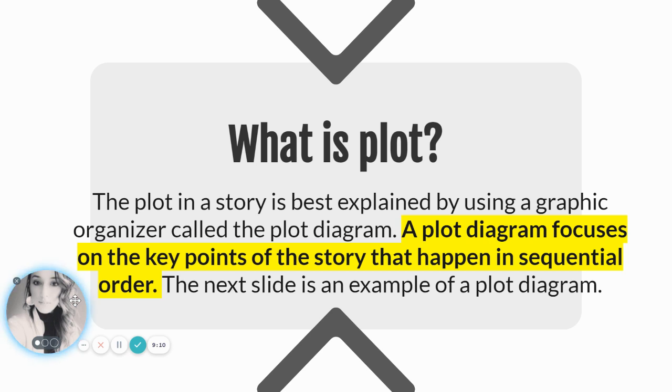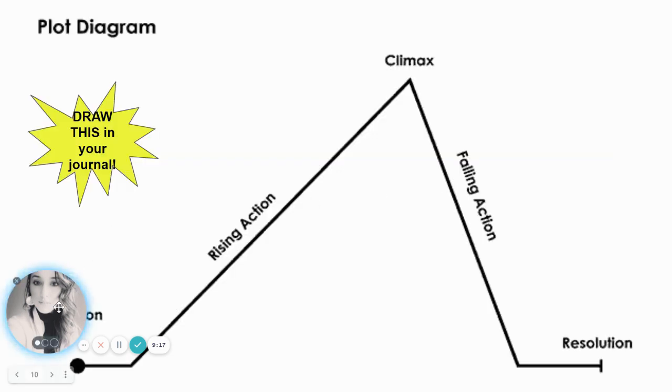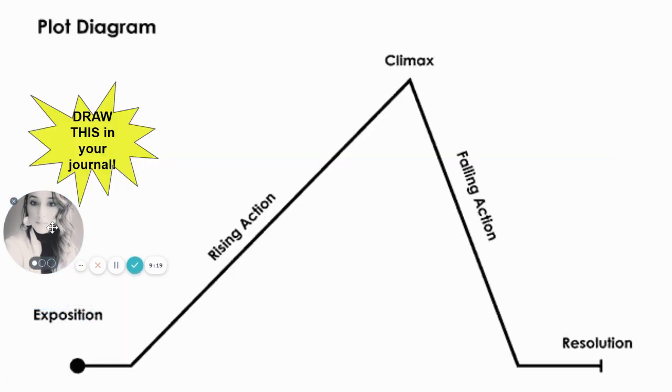Once you finish writing down the definition, I want you to draw the picture that is right here. This is what a plot diagram looks like. So you will draw a long line at the bottom, and then you're gonna go up, kind of like going onto a mountain, and then bring it back down the other edge of the mountain, and then another line. Then you're going to label each section.